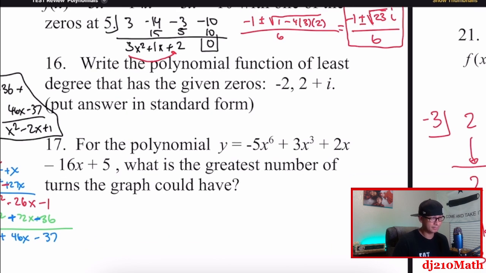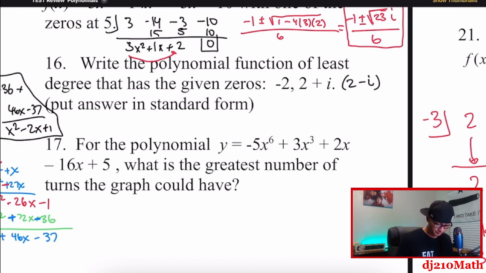Number 16. Write the polynomial function of least degree that has the given zeros, negative 2 and 2 plus i. Okay, so immediately I know another root by default, 2 minus i. That's going to be another 0, because i's always come in pairs. They're conjugate pairs, which is actually kind of nice for the multiplication.